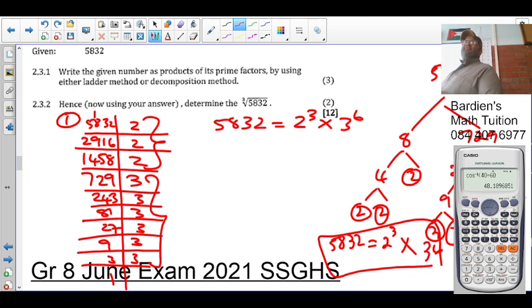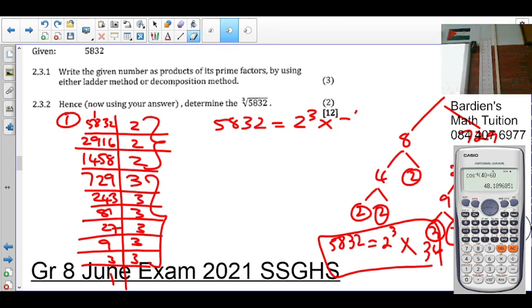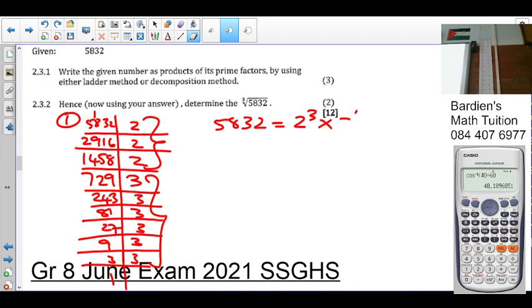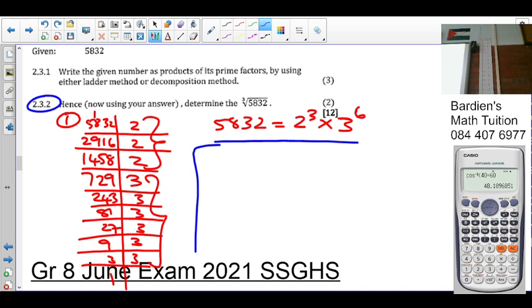Will you guys understand? Yes, sir. If you don't understand this here, it's fine, because the first method is what we use normally. Not so? Let's just take this off here. That gave us 3 to the exponent 6. So let's look at number 3.3.2, hence, now using your answer. So whenever they say hence, I know I must use the previous calculation. You guys understand?